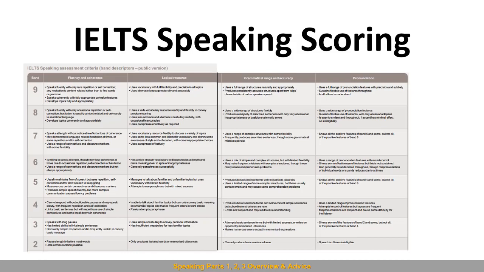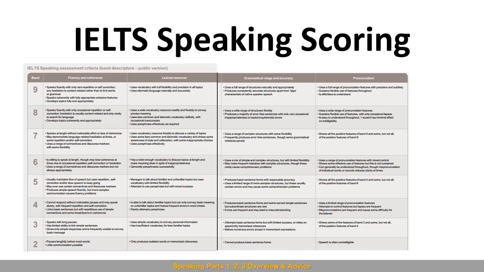But to explain basically, on the left we have fluency and coherence. Can you speak for a long time without having to try really hard? Do you stop a lot or are you quite fluent? And is your speaking logically connected? Does it make sense to the person who is listening? Do you repeat yourself really often? Or do you correct yourself really often? Or is it more natural?